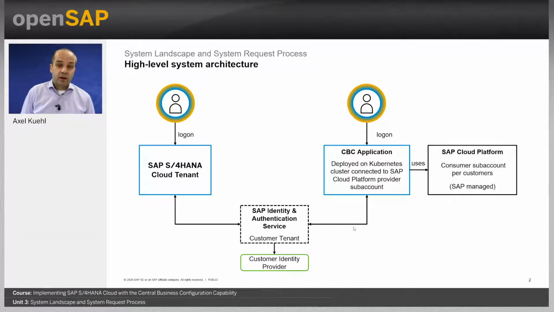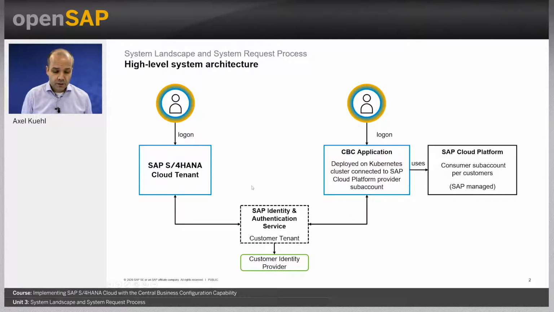In this unit, I will present the topic System Landscape and System Request Process. You will learn how the high level of the system architecture looks like and how you can request additional systems during the process. Let's have a look at the high level system architecture.